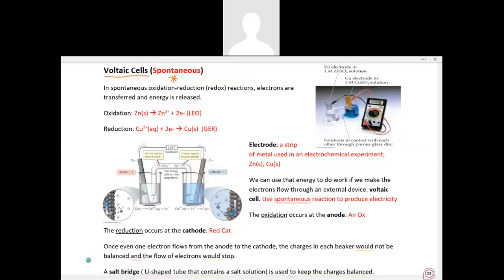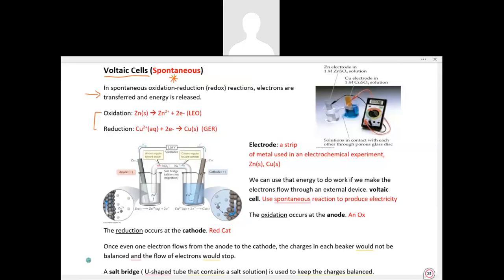So that's the main difference with a voltaic cell. It will spontaneously have this oxidation reduction reaction occurring, and electrons will be transferred and energy will be released. So that's what we see here, versus the electrolytic or the electrolysis process, where we need to pass an electric current through our cell. So let's take a look at what's happening below here.